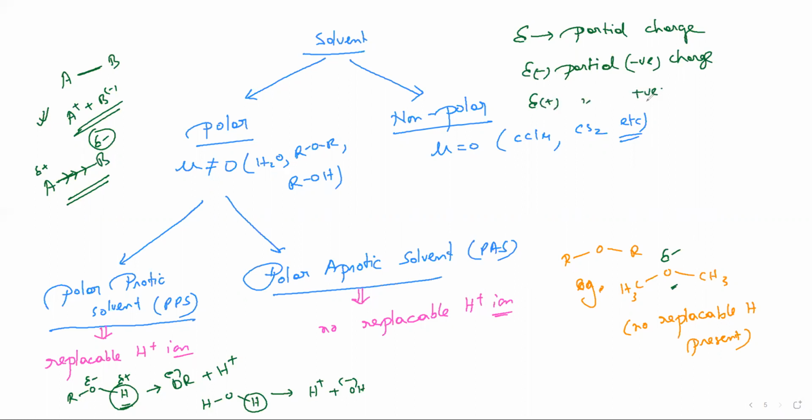Remember, only charged compounds have plus, minus, plus 2, minus 2. These are only valid for ionic compounds. For covalent compounds, only the partial concept is required. Okay, these are polar protic solvents.